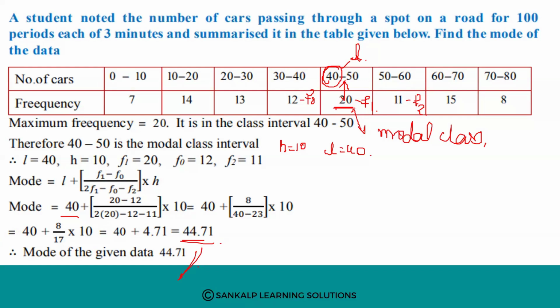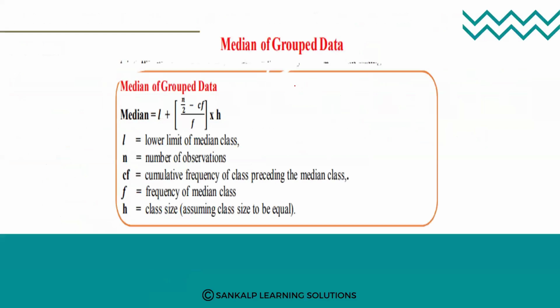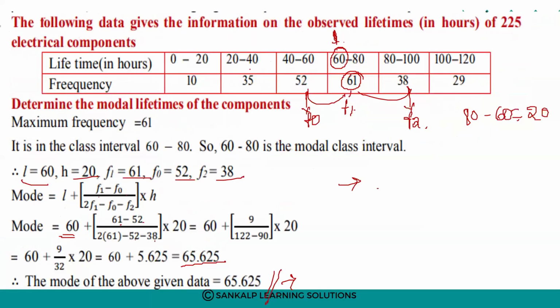In order to find the mode, first we should observe which value is the maximum frequency. That frequency we call the model class or model class interval. So this value is L, 12 is F0 and 11 is F1, and class size is 10 here. This we solved yesterday. Here also the maximum frequency is 61, the preceding frequency F0 is 52 and the succeeding frequency is 38, and class size is 20. Lower limit is 60.